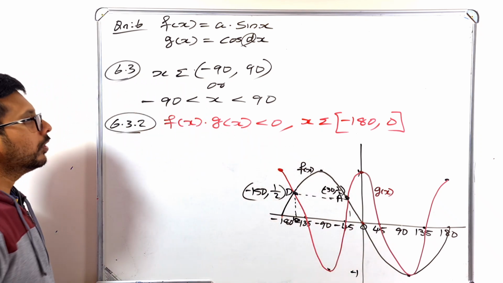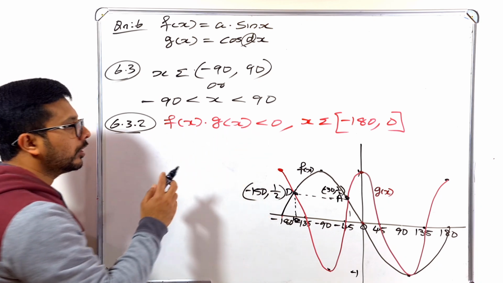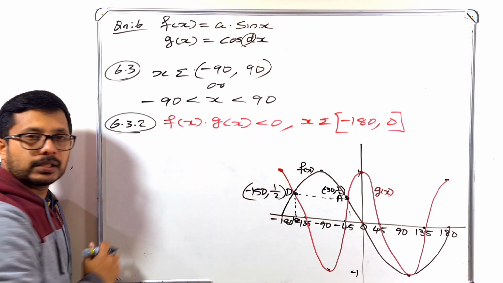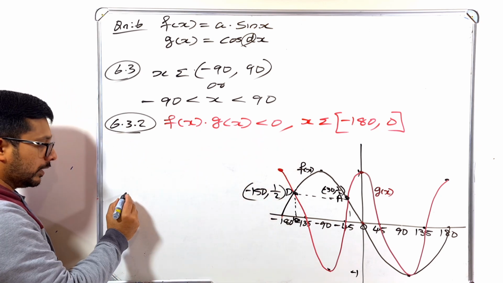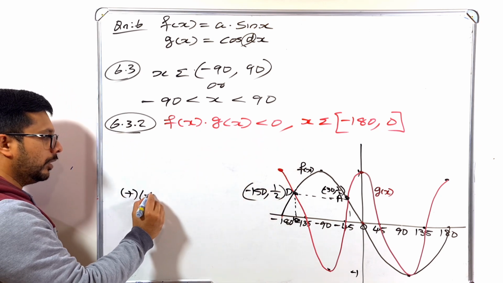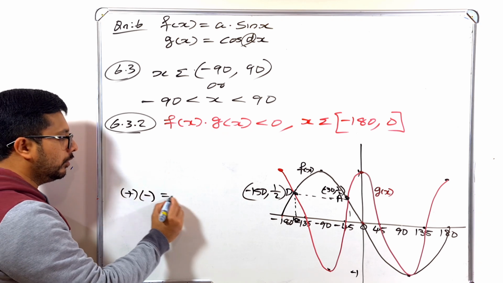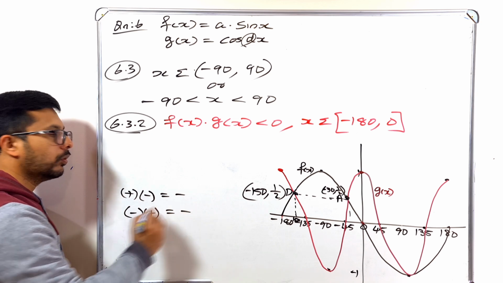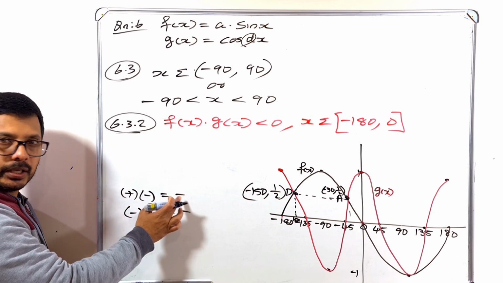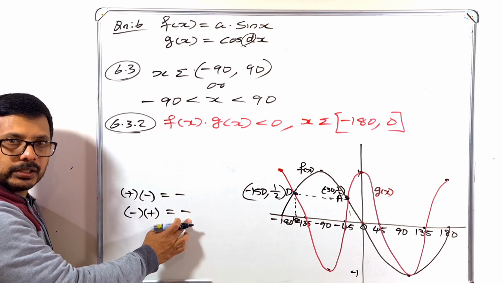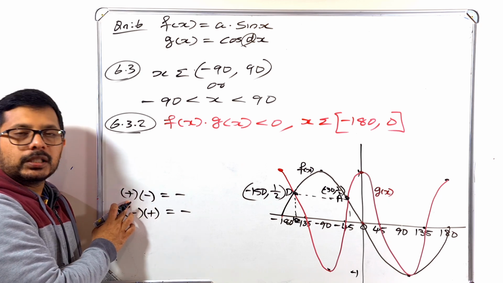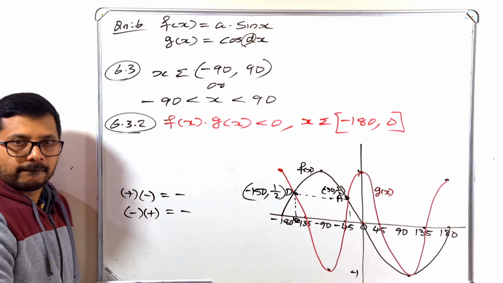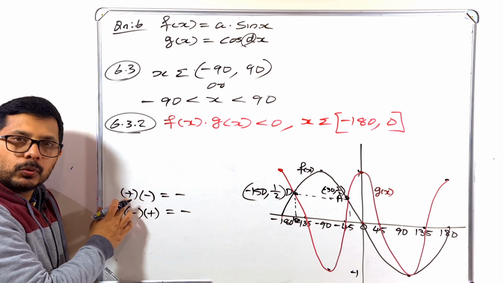So f of x times g of x, if you multiply two numbers and the answer is less than 0, it means negative. So either it must be positive and negative, then you will get a negative answer, or it must be negative and positive, then also you will get a negative answer. Positive into negative is negative, negative into positive is negative. Okay, so we are talking about f of x and g of x, two graphs.